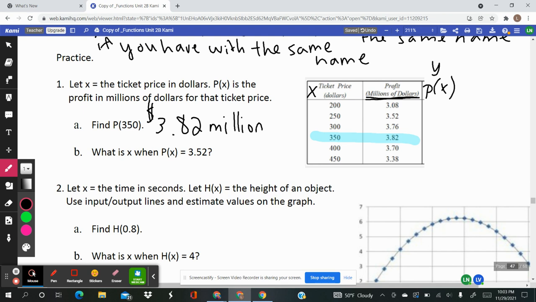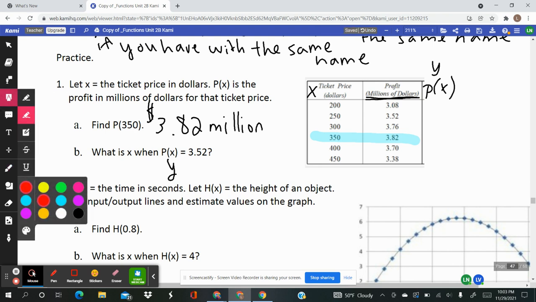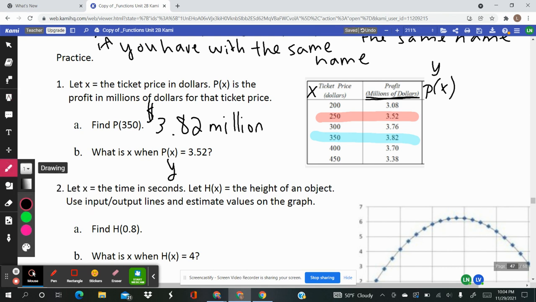For letter B, what is X when P of X equals 3.52? Well, remember, P of X is also representing our Y. So we want to go in and look at our chart and find 3.52 for the profit. The profit of 3.52 makes the ticket price $250.